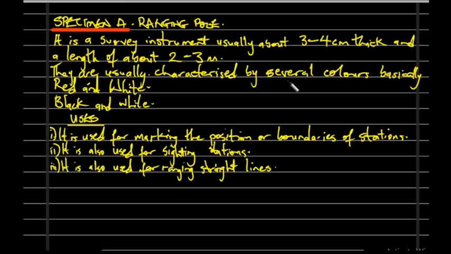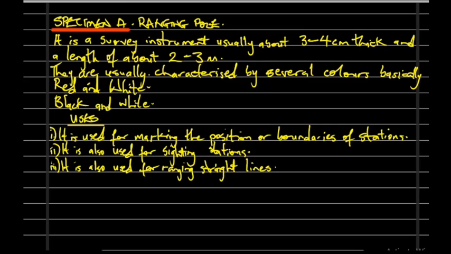They are usually characterized by several colors. Basically, you can have them to be red and white, or you can also have them to be black and white. Those are the color combinations that you can have for the ranging pole. It is basically used for marking the positions or the boundaries of stations. When you are on a field carrying out survey, you actually use the ranging pole to map out locations, boundaries, positions on that field. Also, it can be used for sighting on the stations, as well as for ranging straight lines. Those are the characteristics that we need to understand about the ranging pole.